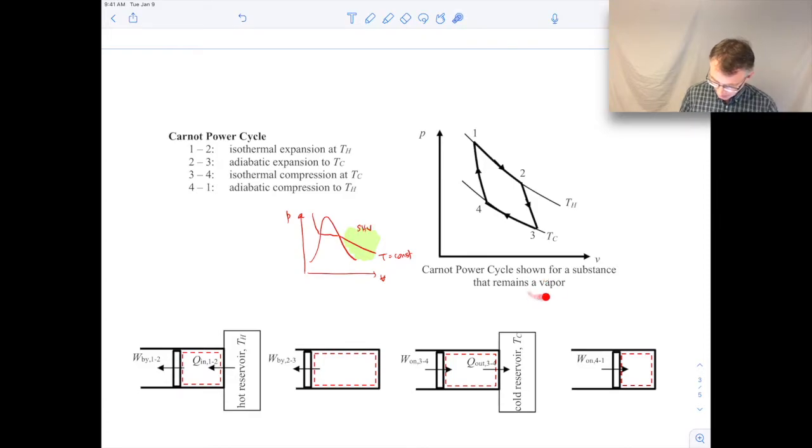Right, it stays a vapor, so we're out in this region. So you can see your isotherms are going from upper left to lower right. You can see an isotherm for the TH, hot reservoir temperature. There's the TC isotherm there for the cold reservoir temperature.